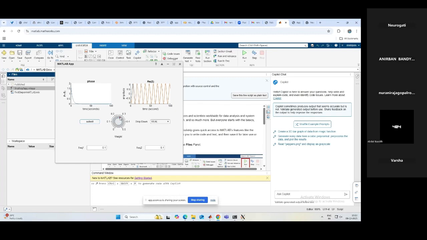Let's say we have 0.3 and we change the frequency. Change the frequency to 0.3. Then you submit it. You see the phase difference vanished.